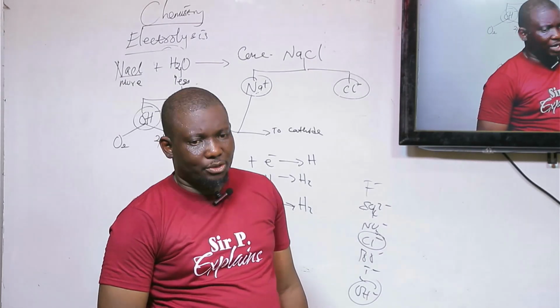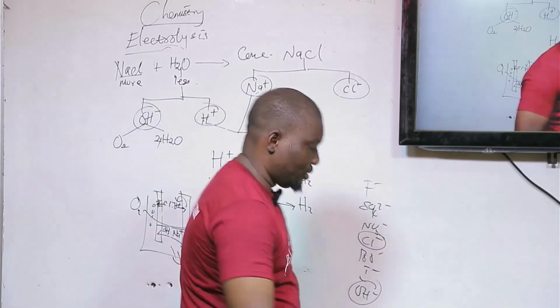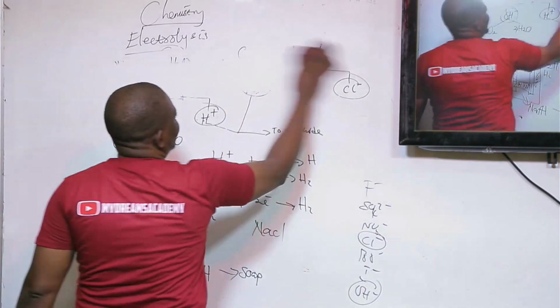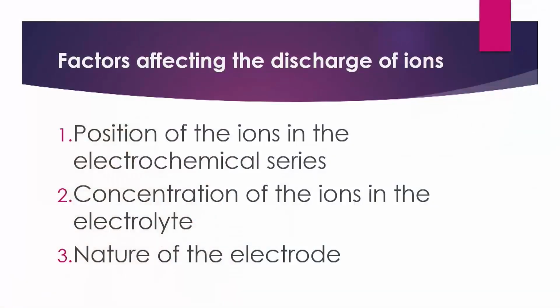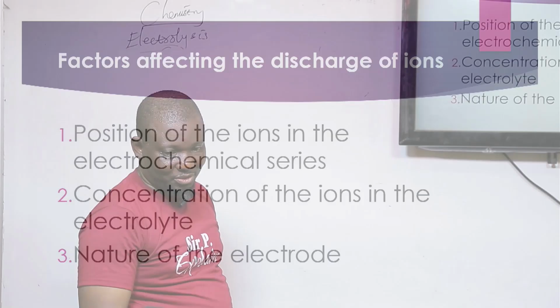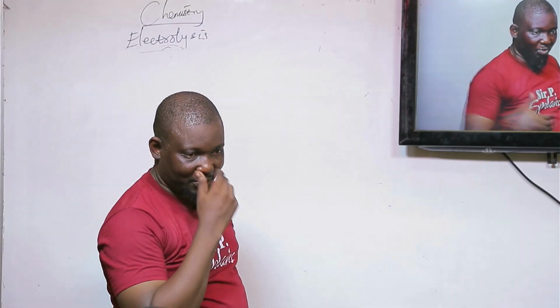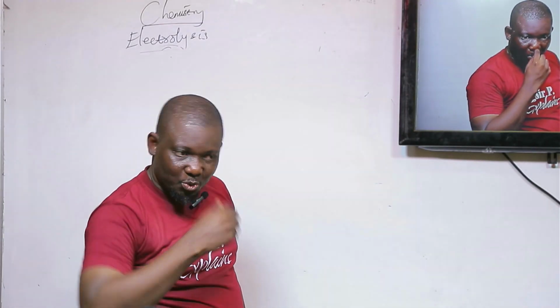There are two types of electrodes that affect the discharge of ions. There are electrodes that, when you use them, will tend to inhibit the reaction. Inhibition means stop the reaction, or even if it's not stopping it, it will slow the reaction down.